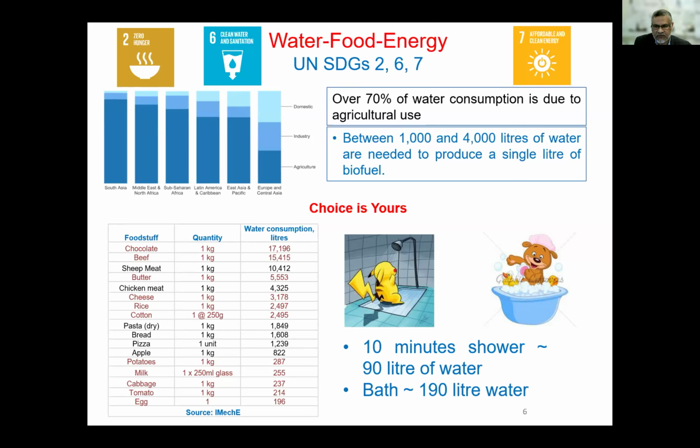I'm sure you will find your food here and you will be able to appreciate how much water goes into that processing. For example, 1 kilogram of chocolate or 1 kilogram of beef, 1 kilogram of rice, pasta, etc., down to even 1 egg, which requires about 196 liters of water.